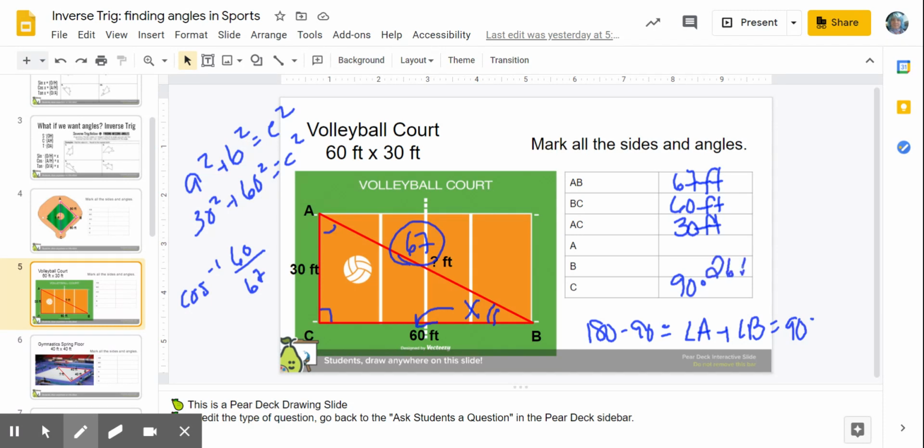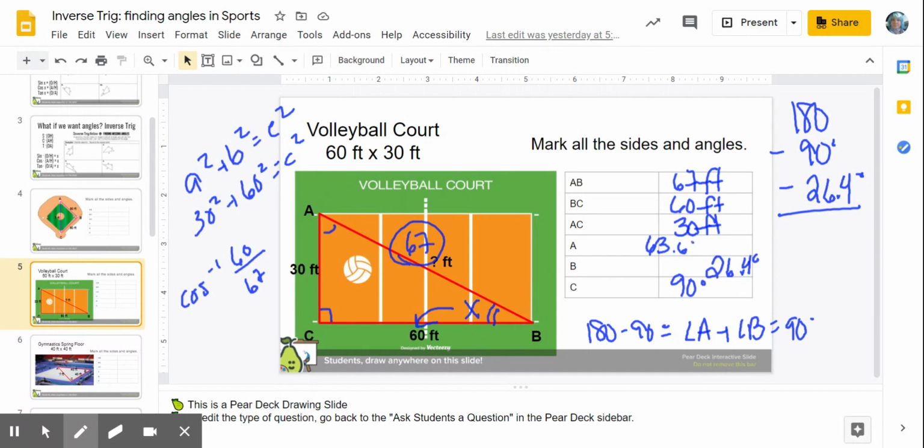Okay. So B is 26.4 degrees. So how do I find A now? Subtract from 180. So what do I subtract from 180? The 26.4. My handwriting is hard to read. So what do you get? 63.6.